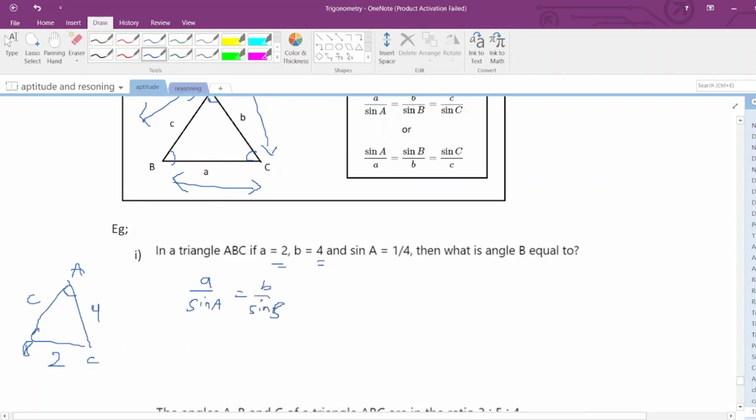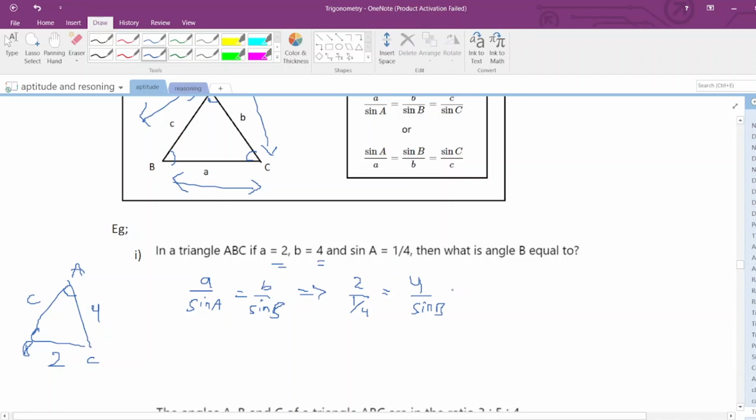Here we are talking about only two terms, so you can directly take only two terms, not the third angle. So small a is equal to 2 and sin A is equal to 1/4 and small b is equal to 4. We don't know sin B, that we need to find. So angle B we need to find out.